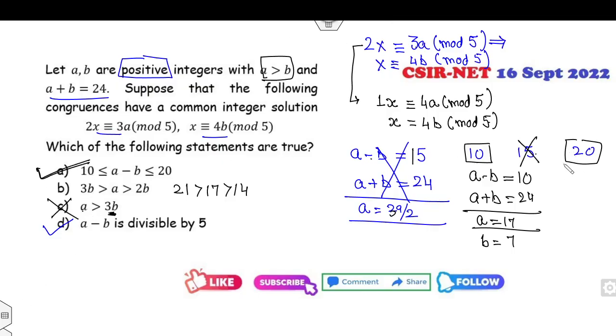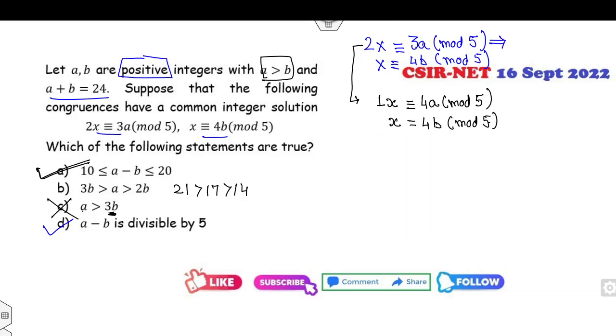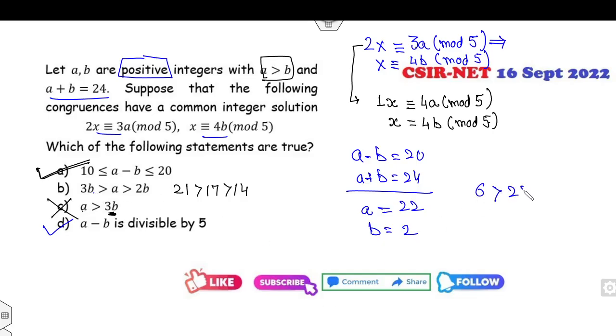Now look at the third case. When a minus b is equal to 20, a plus b is equal to 24. If you add them, a will be 22, b will be 2. So now look at that 3b. 6 is greater than 22 is greater than 4, not satisfied. A and D are the right answers.